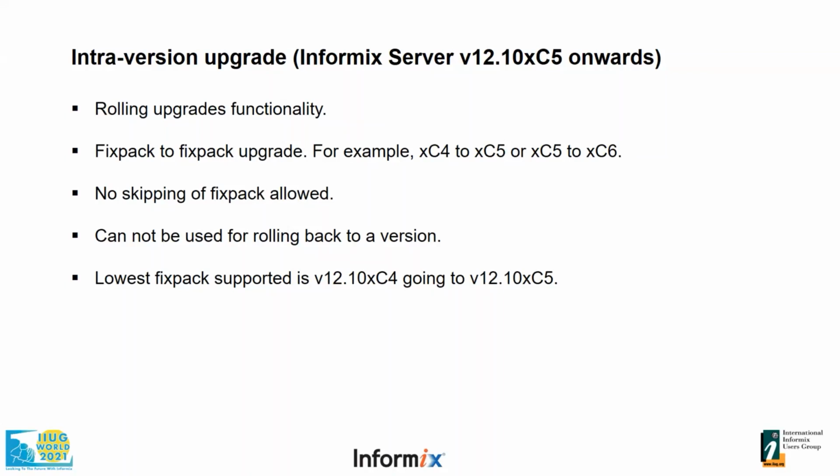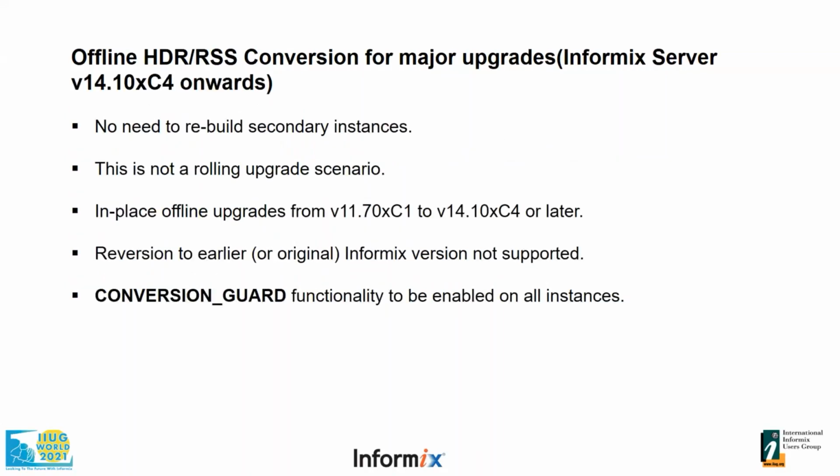So fast forwarding to 14.10 XE4, what we have introduced is called offline HDR/RSS conversion for major upgrades. Here you can skip fixed packs, you can move between major versions, right? And you do not have to rebuild or reinitialize your secondaries, right? And this is not a rolling upgrade, so this is not fixed pack to immediate fixed pack. This is for major versions. And as I said in the agenda slide itself, there is no reversion supported here, or you cannot even go back to any other Informix version, even the original one you moved from.